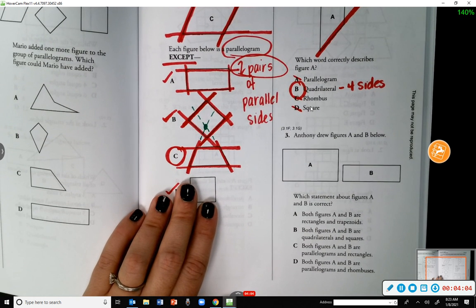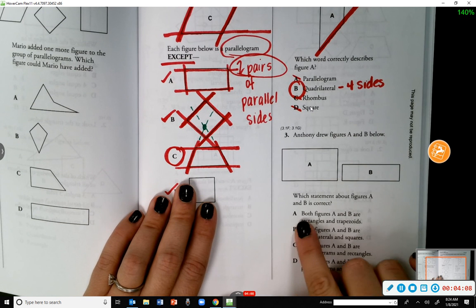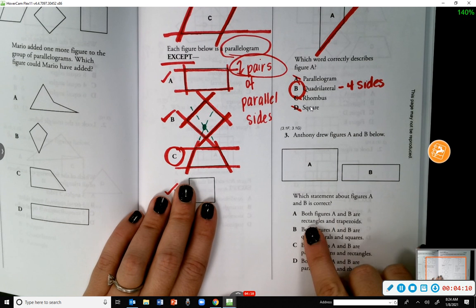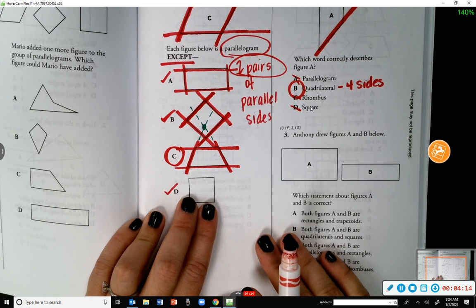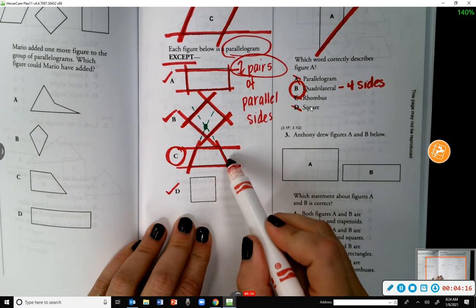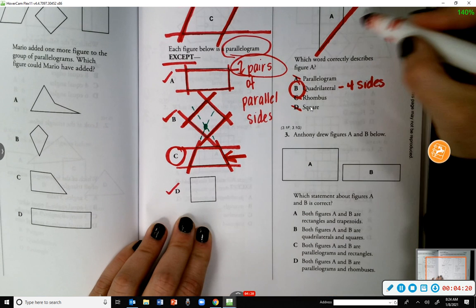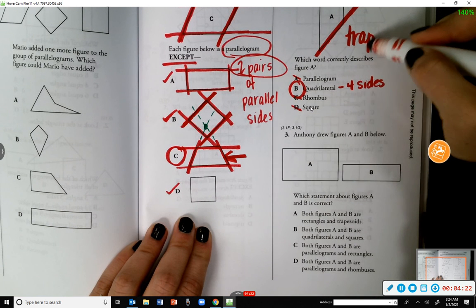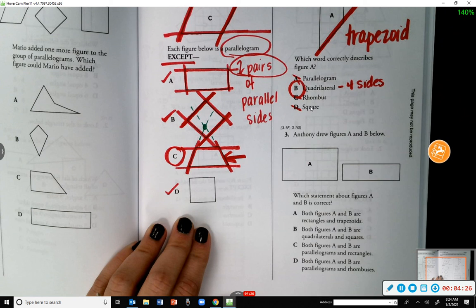Number 3, Anthony drew figures A and B below. Which statement about figures A and B is correct? So A says both figures A and B are rectangles and trapezoids. No. Okay, trapezoid is this right here. And this is also a trapezoid. So can a rectangle be a trapezoid?